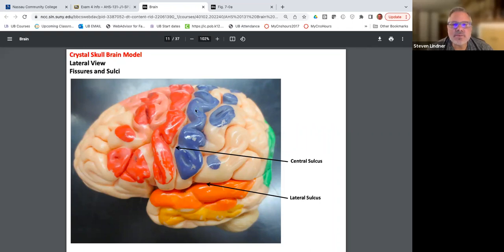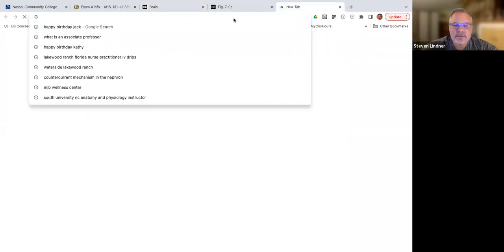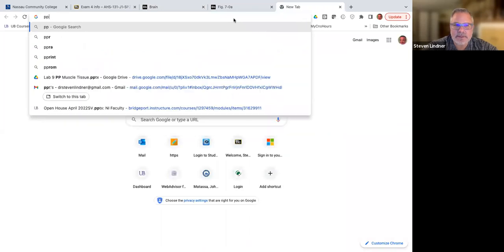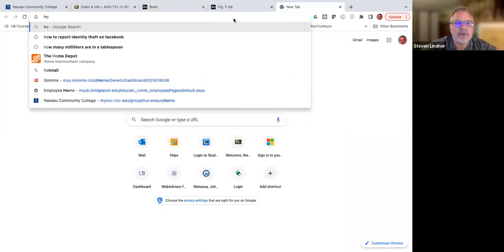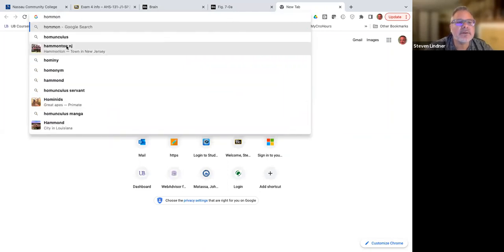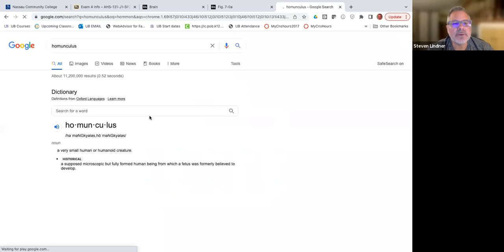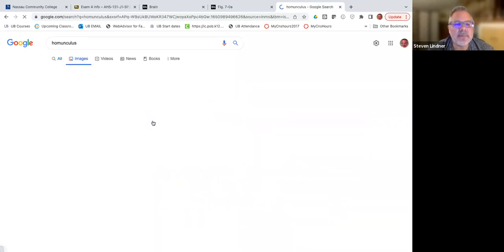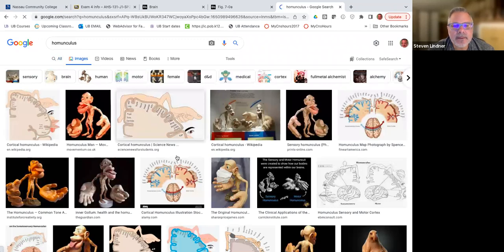Now, this is a really important part of the brain, the precentral and postcentral gyrus. Let me see if I can show you why that is. Let's bring up the homunculus. Let's see if I can bring this up on Google Images just to show you the significance of this homunculus. Okay, right here looks pretty good.